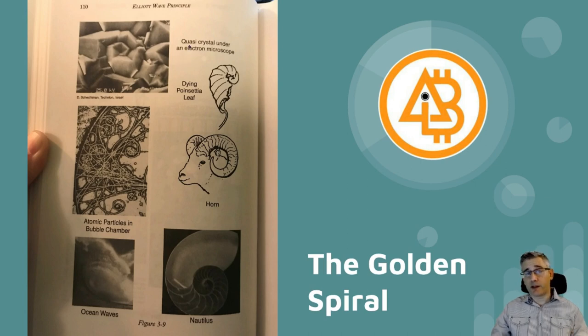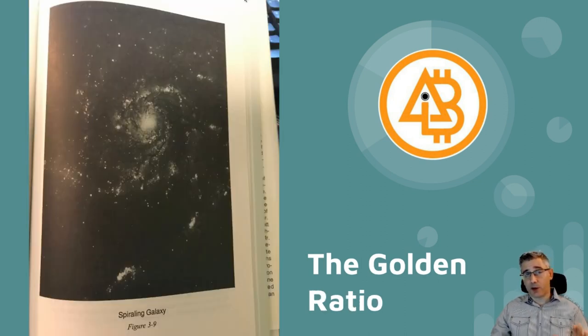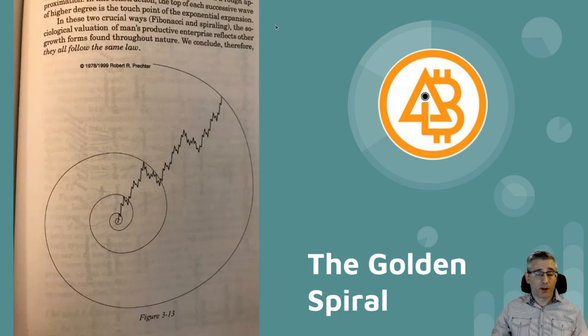These are quasi-crystals under an electron microscope. They also have the Fibonacci golden spiral. And even our own galaxy. So here's the Fibonacci spiral applied to the Elliott wave.